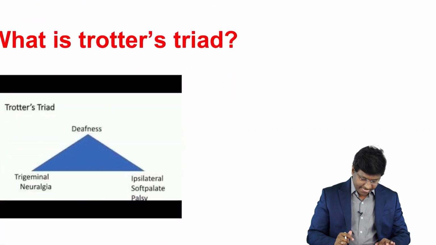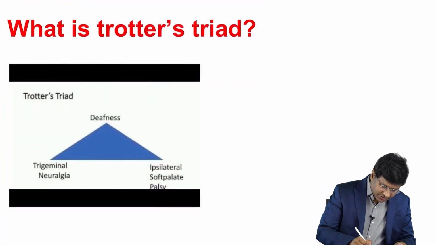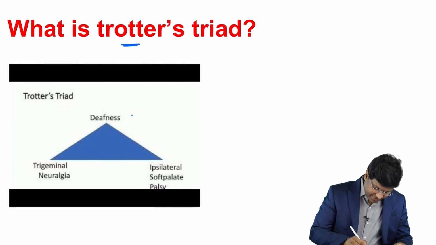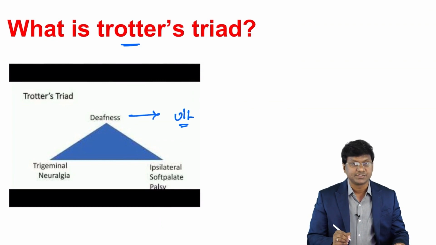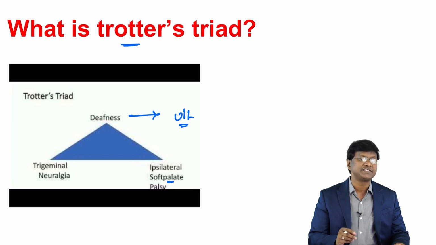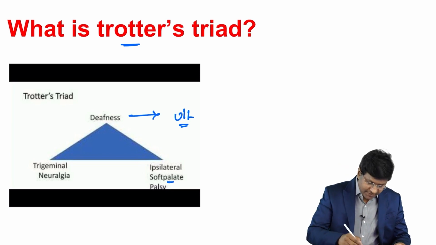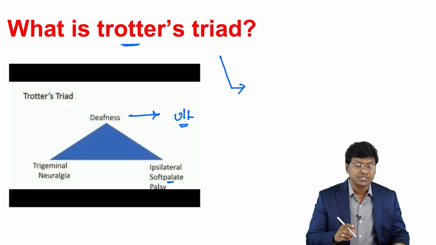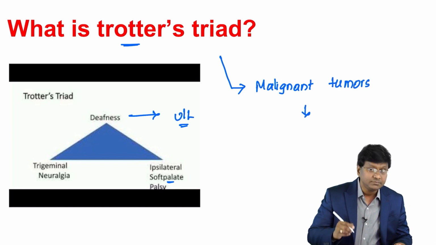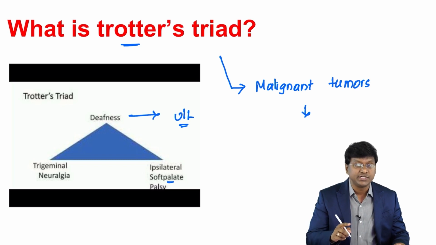Next, another important question asked in your exam was about Trotter's Triad. The 3 components of Trotter's include deafness, and remember this deafness is unilateral deafness. There will be trigeminal neuralgia and defective mobility of the soft palate. Right, there will be ipsilateral soft palate palsy, due to which there will be defective mobility of the soft palate. Now, what is the cause of this Trotter's Triad? It is caused by malignant tumors involving the lateral pharyngeal recess.